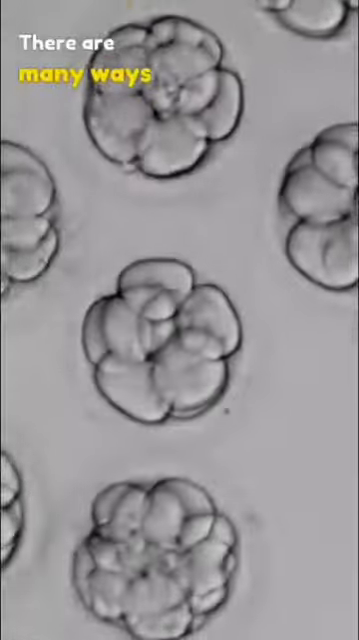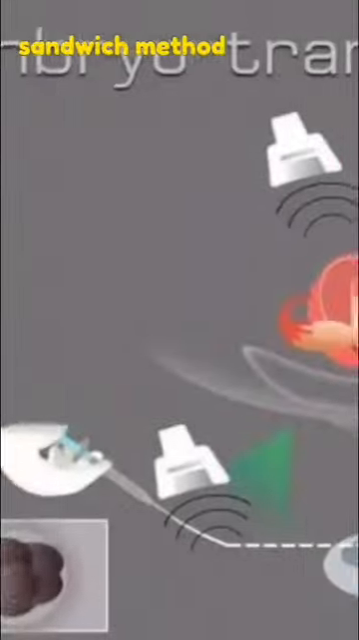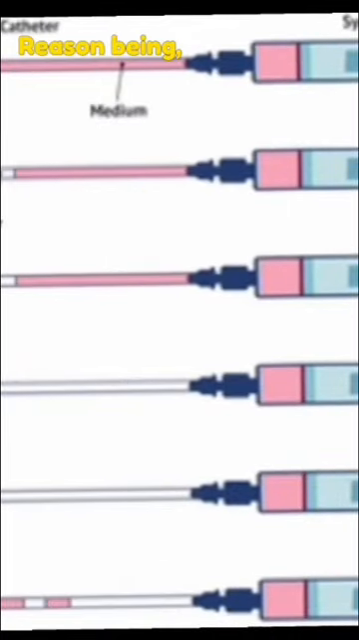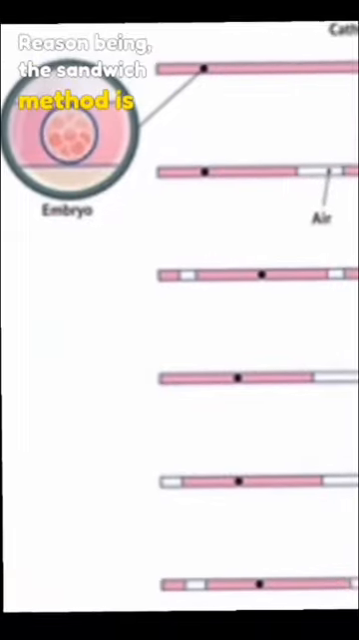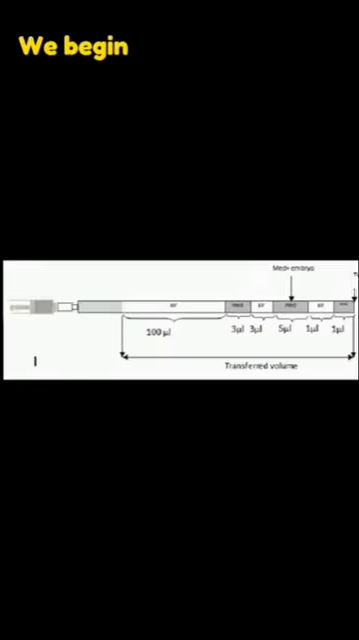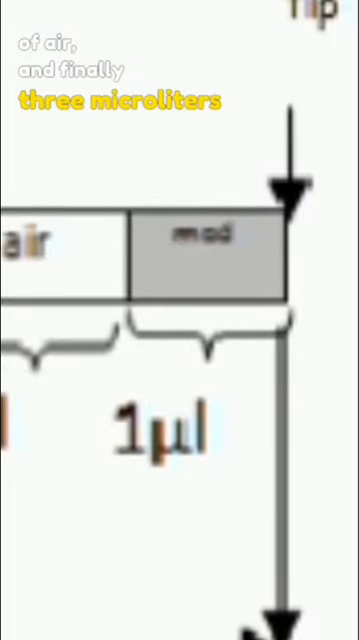Step 1. Embryo loading. There are many ways one can load an embryo, but according to me, the sandwich method is the most appropriate way one can load an embryo. Reason being, the sandwich method is where we load the embryos in this pattern. We begin by aspirating 3 microliters of media, 3 microliters of air, then the embryos with as little media as possible, then 3 microliters of air, and finally 3 microliters of media.